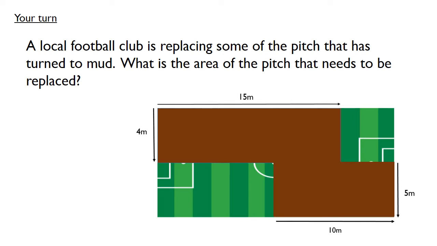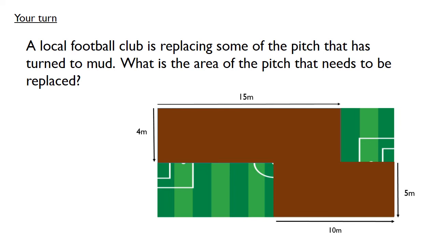Right, Year 5, here is another question for you, and this is slightly different than the previous one. As you can see, it has to do with the area of a compound shape. So let's read the question firstly. It says, a local football club is replacing some of the pitch that has turned to mud. What is the area of the pitch that needs to be replaced?